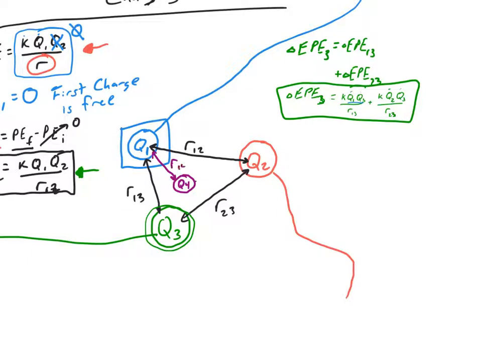R14. There's going to be an R24. And there's going to be an R34. That means that there's going to be 3 terms for the electric potential energy to just bring the 4th charge in.